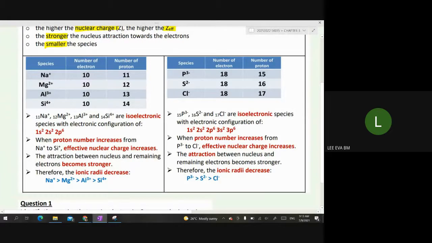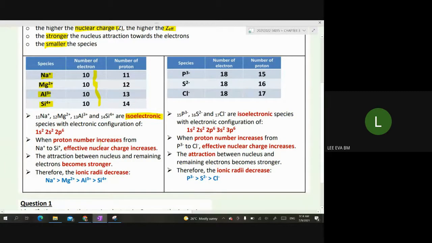So if you're looking at the table over here, given you sodium positive, magnesium 2 positive, Al3 positive, and silicon 4 positive. So all the number of electrons are the same. We cannot compare. Then the only choice for us to compare is the Z, okay, number of proton. So all of these 4 species are isoelectronic. They have same number of electron of 10, same electronic configuration, 1s2, 2s2, 2p6. Therefore, we're comparing the proton number.